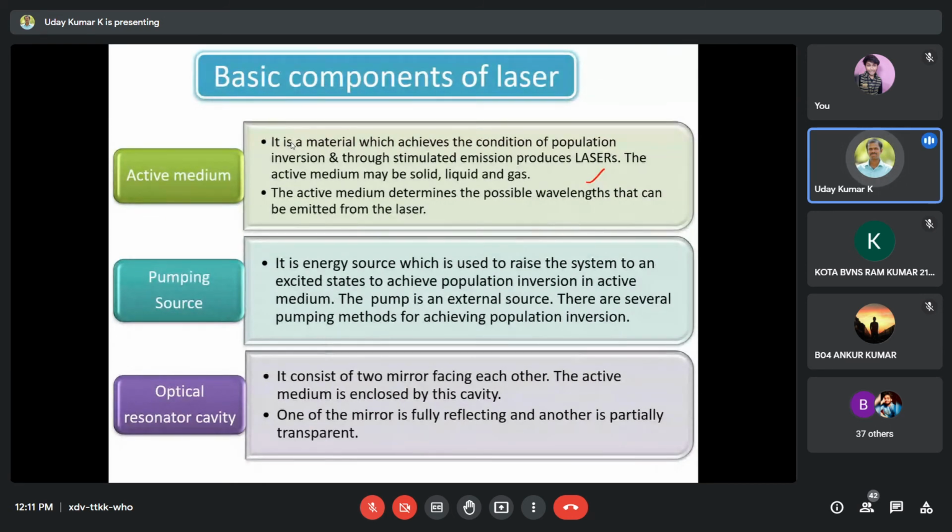So this optical resonator cavity is used to amplify or multiply the photons. For the multiplication purpose, you use the optical resonator cavity. So the basic components of the laser consist of the active medium, the pumping source, and the optical resonator cavity. These are the three important components. Is this clear now?